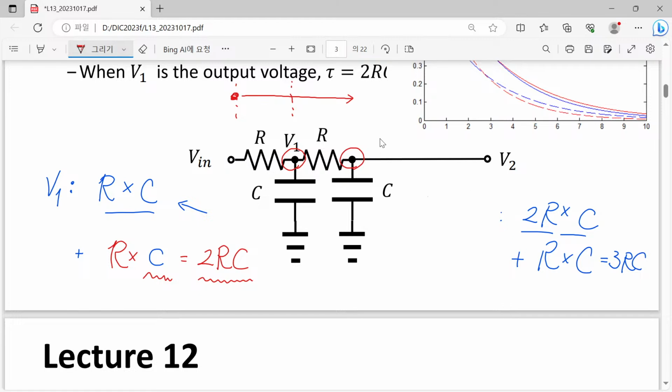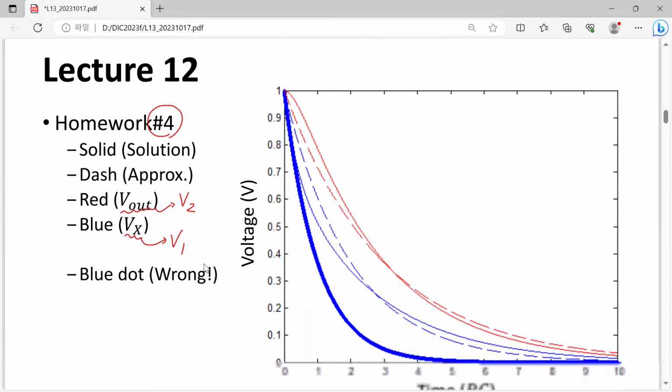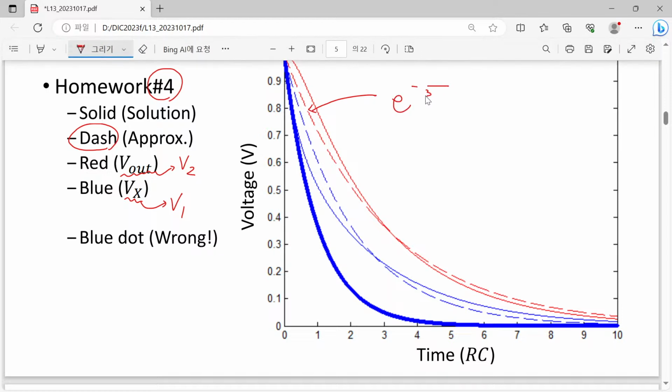For this V2 node, we have 3 times RC, and for this V1 node, we have 2 times RC. And here you can see that we have 2 dashed lines. This red dashed line corresponds to exponential minus 3 times RC over T. And this blue dashed line corresponds to exponential minus 2 times RC.